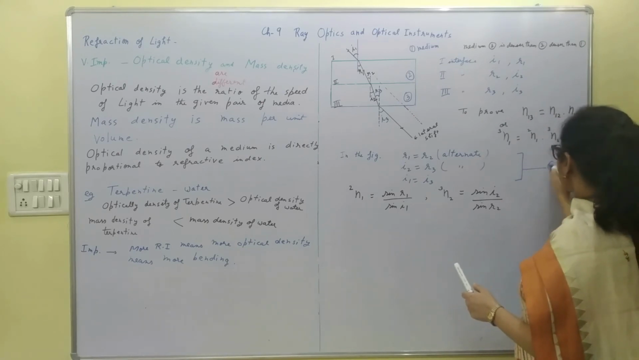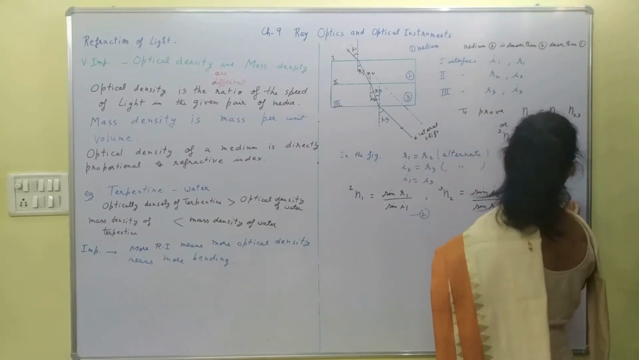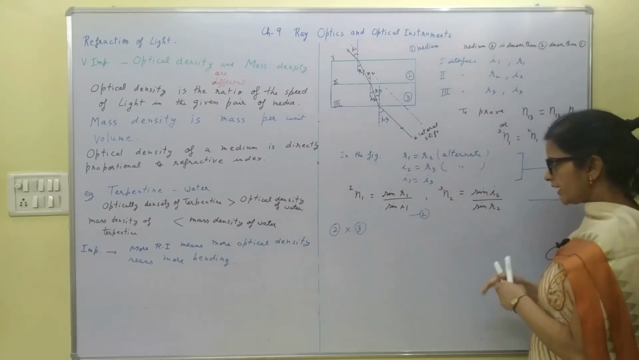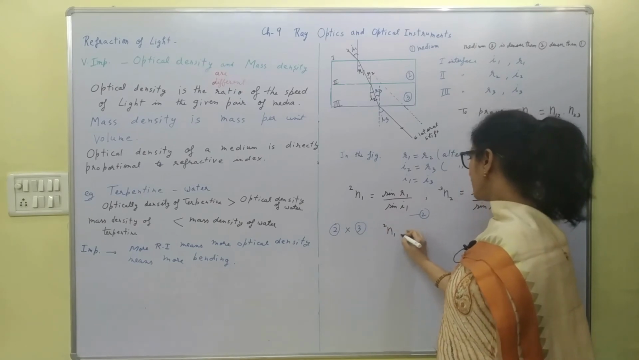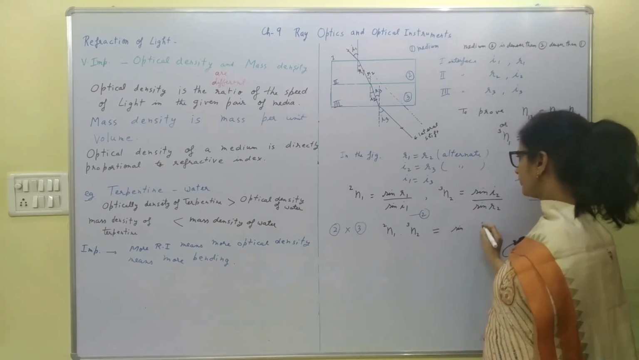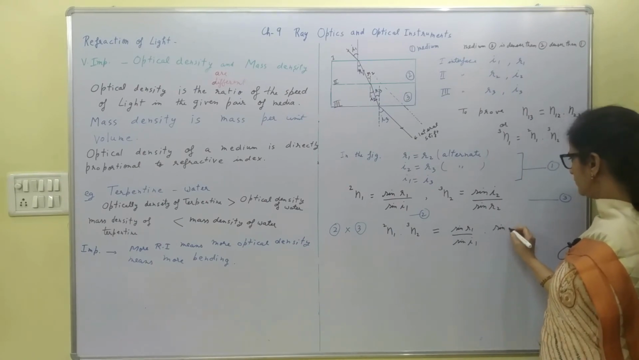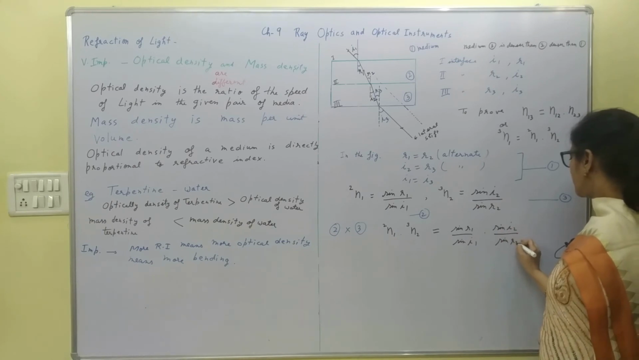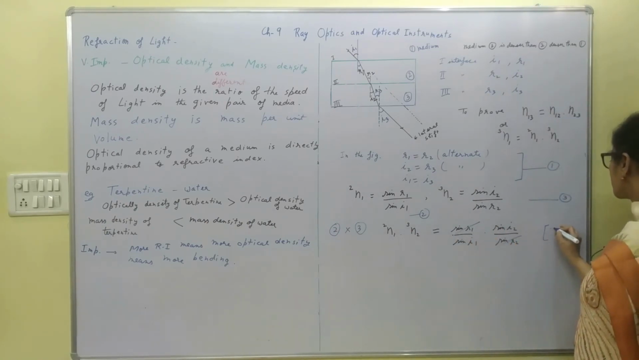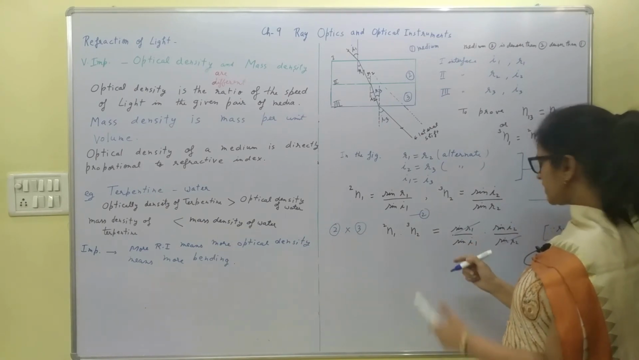Now if I combine these, I am marking this as equation 1, this as 2, and this as 3. So 2 multiplied by 3. What will I get? N12 into N23 is equal to sine R1 upon sine I1 into sine I2 upon sine R2. Now R1 is equal to R2, so this will cancel. Now I2 is equal to R3 and I1 is equal to I3.